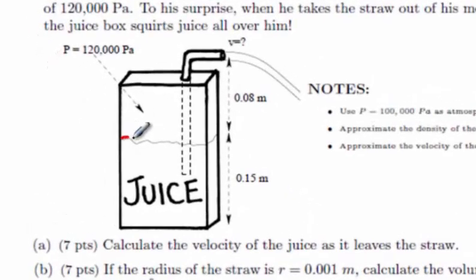The 2 locations that I will choose are the top of the fluid itself, location 1, where it is in contact with the pressurized air at 120,000 pascals. And for location 2, I'll choose the exit point of the juice from the straw.